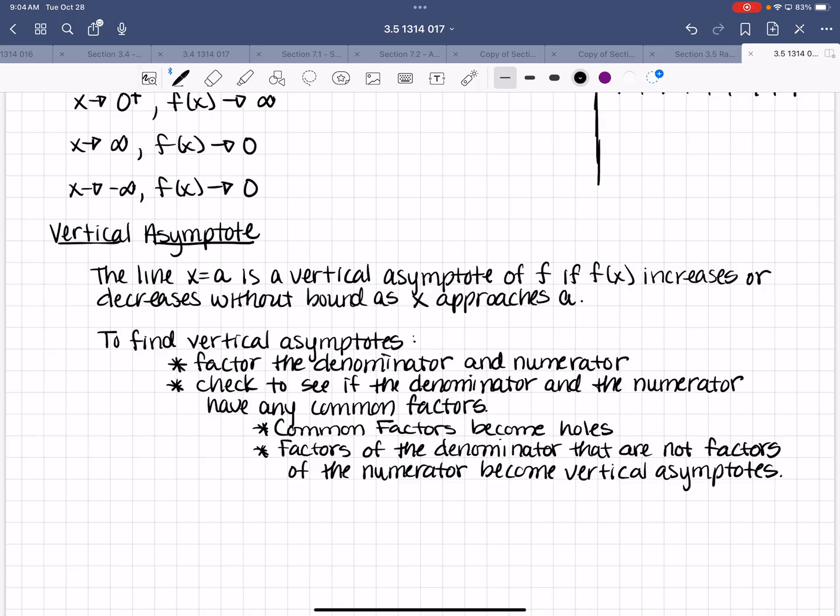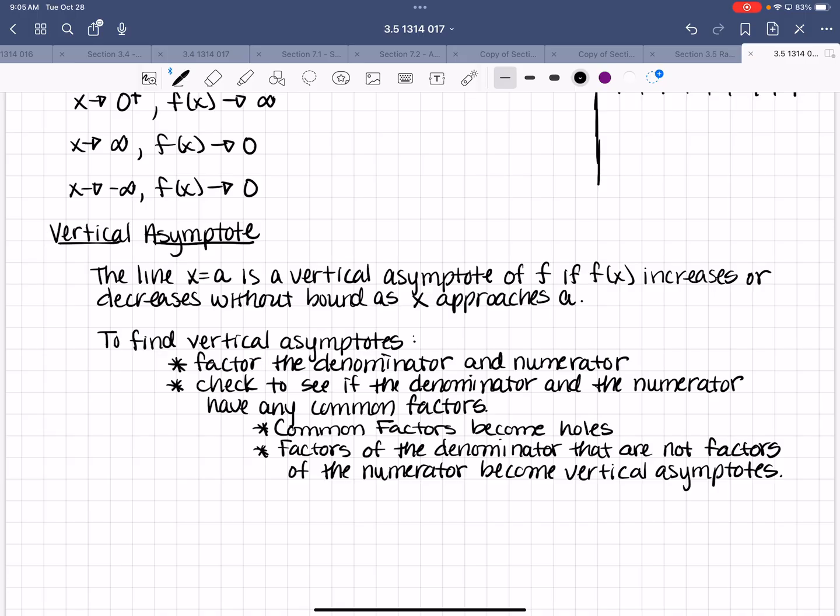So the main thing that you're looking at here is the denominator. You take that denominator and you factor it down. Now, if it appears that part of that denominator exists in the numerator, like say x minus 2 is on top and x minus 2 is on the bottom, that x minus 2 becomes a hole. It doesn't become a vertical asymptote. But say you have x minus 3 down in the denominator, but you don't have that in the numerator, that x minus 3 is going to become a vertical asymptote.